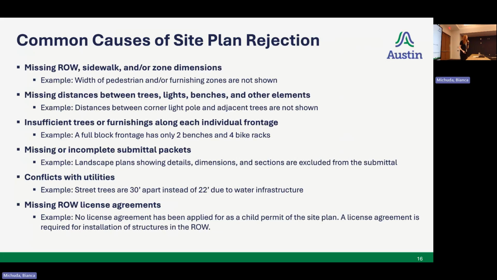Another reason is missing or incomplete submittal packets, so making sure that you have everything in your initial submittal set. As well as conflicts with utilities. Most trees downtown have conflicts with utilities, so if you know that there's a conflict, make sure it's at least identified where a tree conflicts with some underground utility. And finally, missing right-of-way and license agreements. That is a separate process that needs to happen at the same time as site plan review.